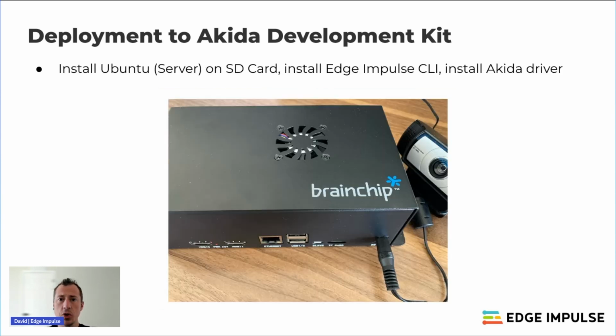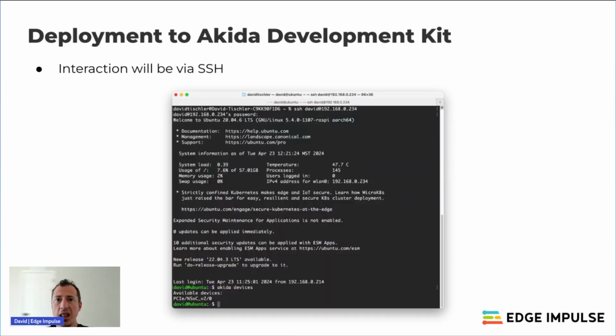Once an Ubuntu Server SD card is flashed and booted, you just have to install the Akida PCIe driver and the Edge Impulse CLI and Linux SDK. Setup instructions for each of the various enablement kits are available on the BrainChip website, and the Edge Impulse installation instructions are over in docs.edgeimpulse.com, as I mentioned earlier. Once everything is installed, you can SSH to the kit like any other Linux device.